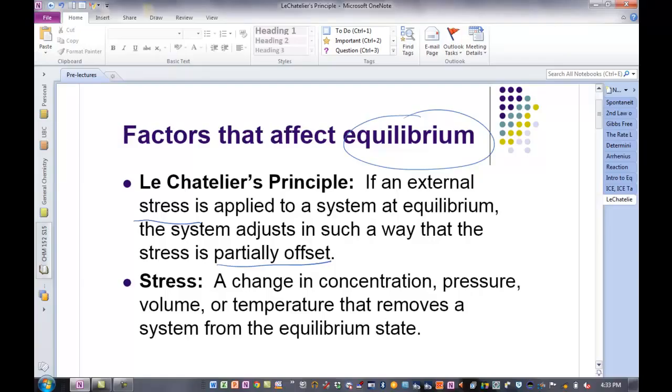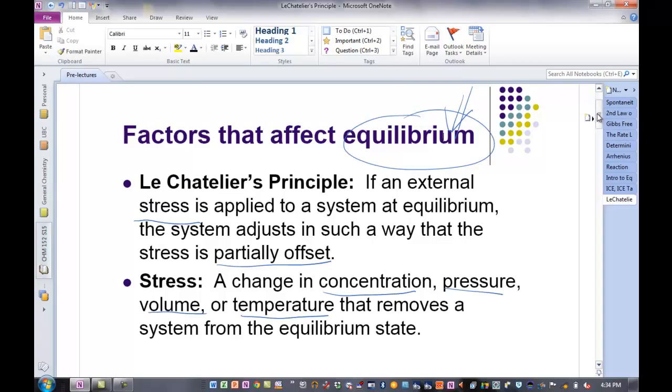What do we mean by a stress? Most often we're talking about a change in concentration, pressure, volume, or temperature that will remove the system from equilibrium. It's important that you note the system has already reached equilibrium. We now change something. We add more reactant. We remove some product. We raise the temperature. We decrease the volume. The system will shift. The equilibrium position will shift to partially offset the stress.